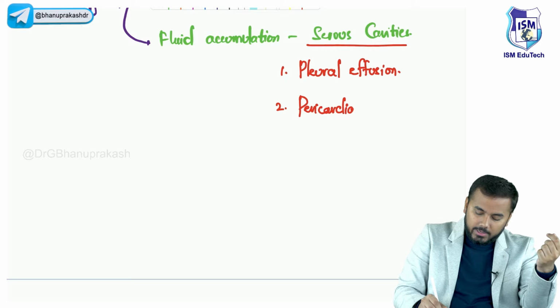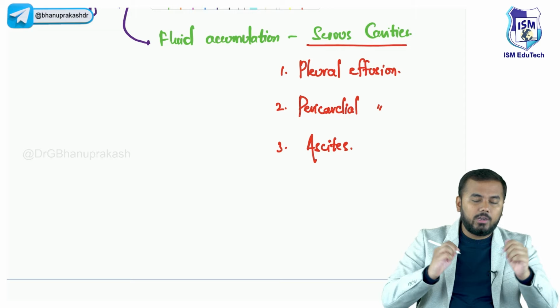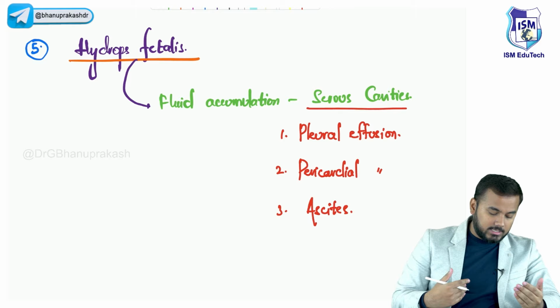And third important thing, if there is excess amount of fluid in the peritoneal cavity, that would lead to what? Ascites. Right? So, we shall revise all these things at the end. Just listen to whatever I'm telling. The fifth important cause is hydrops fetalis.